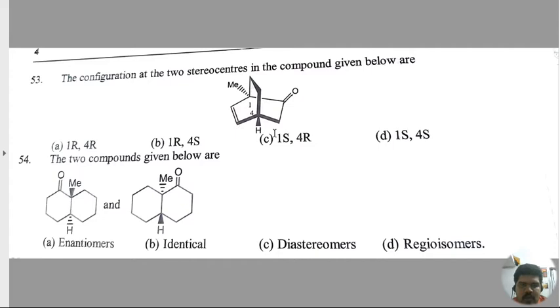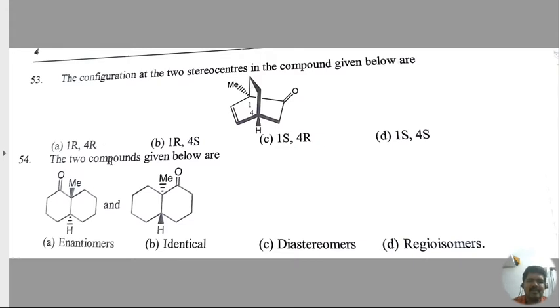So 1, 2, 3 is happening here. 1, 2, 3 means which rotation? Anti-clockwise, but the lowest priority group is above the plane, so you need to reverse it. Since it is anti-clockwise and the lowest priority group is above the plane, it will also be R. So the right answer is option A, 1R 4R.